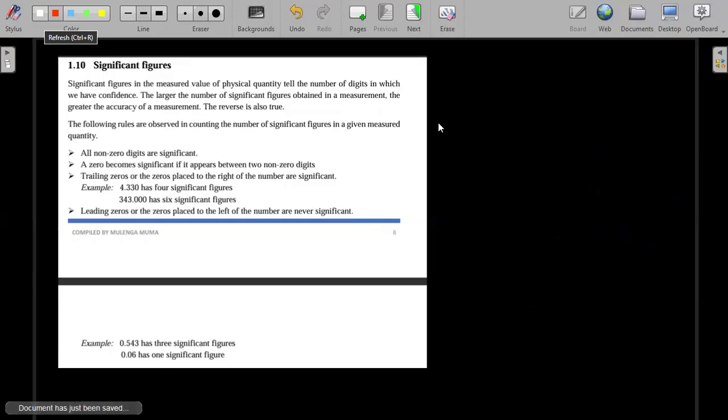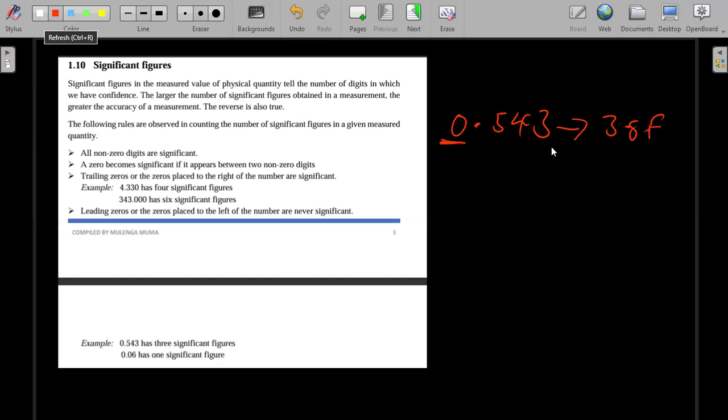Now for leading zeros, there are zeros in front of a number. So let's say we're having 0.543. Leading zeros are not significant figures, whether you have a point or not. In this case, this 0 is not a significant figure, so you are only going to have 3 significant figures.